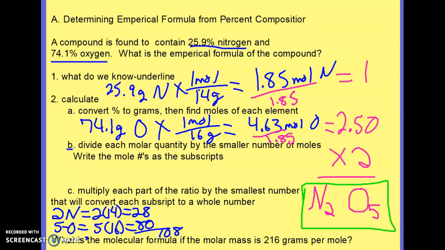Huh. Well, if I look at 108 compared to 216, this is double that. So I must have to multiply these by 2. The actual molecular formula must be 2 times this, which is, boom. So the molar mass of this must be 216. And that, people, is empirical formula in a nutshell.